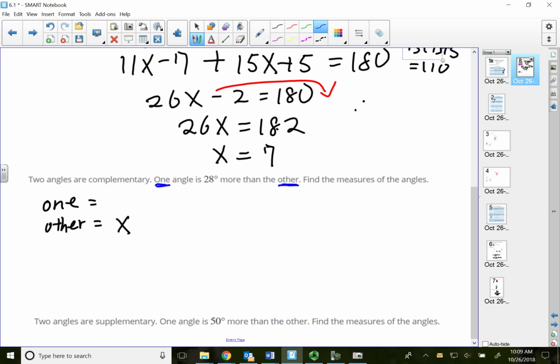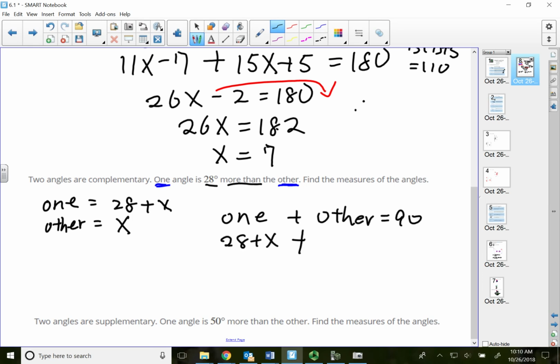So let's go back and translate for that one angle. That one angle is 28 degrees more than, which means plus, the other. Since this one angle and the other angle together are complementary, that means one angle plus the other has to equal 90 degrees. So 28 plus x is that one angle, plus the other angle, x, equal to 90. Combining like terms, that's 2x plus 28 equal to 90.